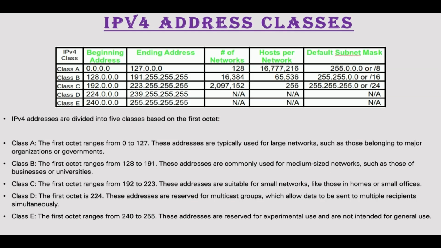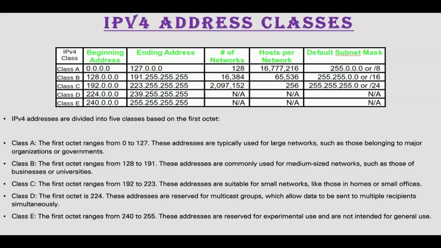IPv4 addresses are divided into 5 classes based on the first octet. Class A, the first octet ranges from 0 to 127. These addresses are typically used for large networks, such as those belonging to major organizations or governments. Class B, the first octet ranges from 128 to 191. These addresses are commonly used for medium-sized networks, such as those of businesses or universities.